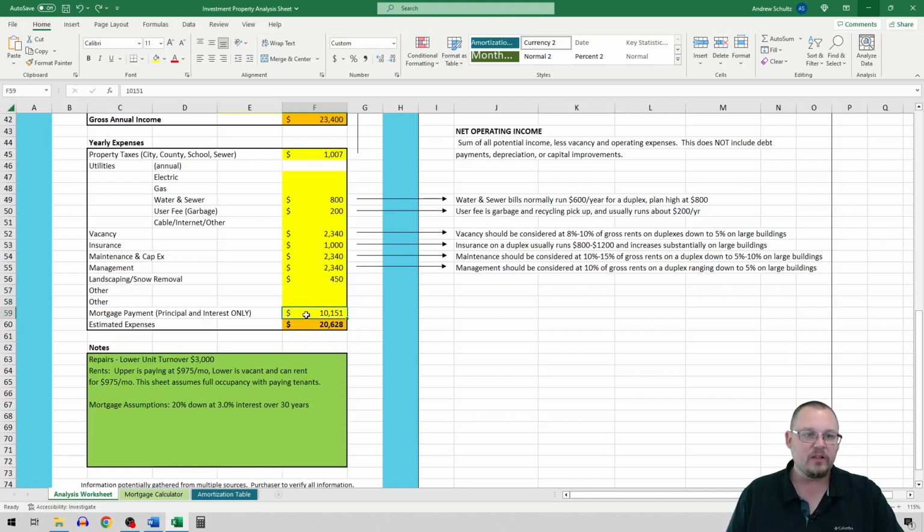And then last but not least, the mortgage payment, which tackles the principal and interest only. Your property taxes are factored in up here, and your insurance is factored in over here, which gives you your total PITI payment: principal, interest, taxes, and insurance. But for this field right here, the mortgage payment field, we're literally only looking at the principal and interest.